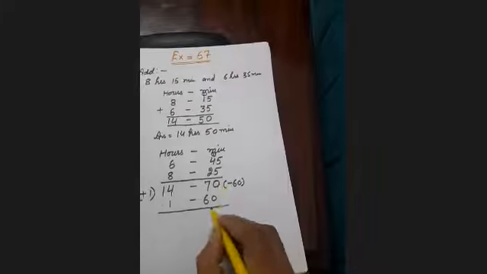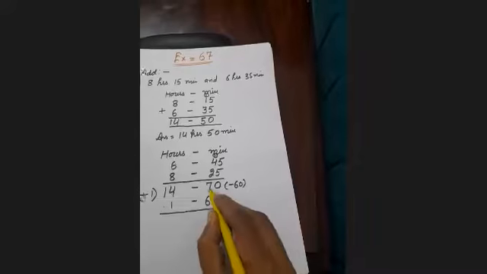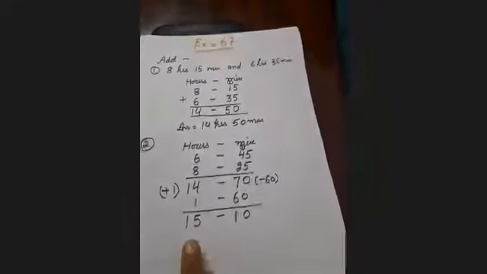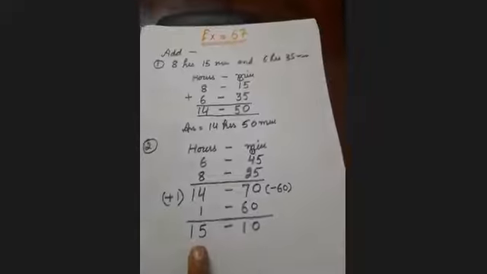Now students, 0 minus 0, 0. And 7 minus 6 is 1. 4 plus 1, 5. Now your answer is 15 hours and 10 minutes.